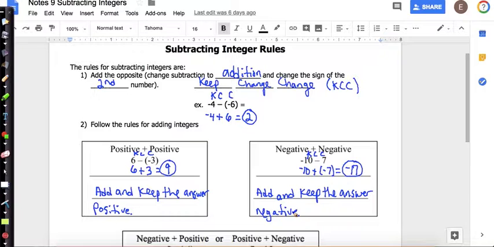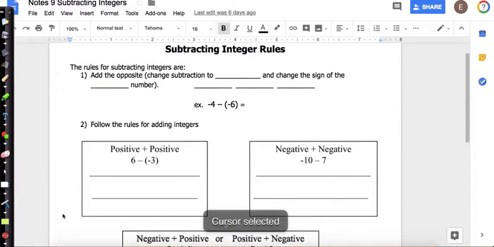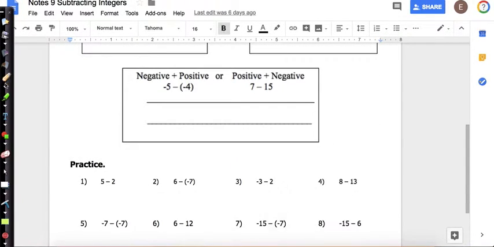Now it's important to remember that KCC only works with subtraction. If it's an addition problem, you just use your addition rules. If it's a subtraction problem, you have to do KCC before you do the addition rules. So let's look at a couple more examples down here.